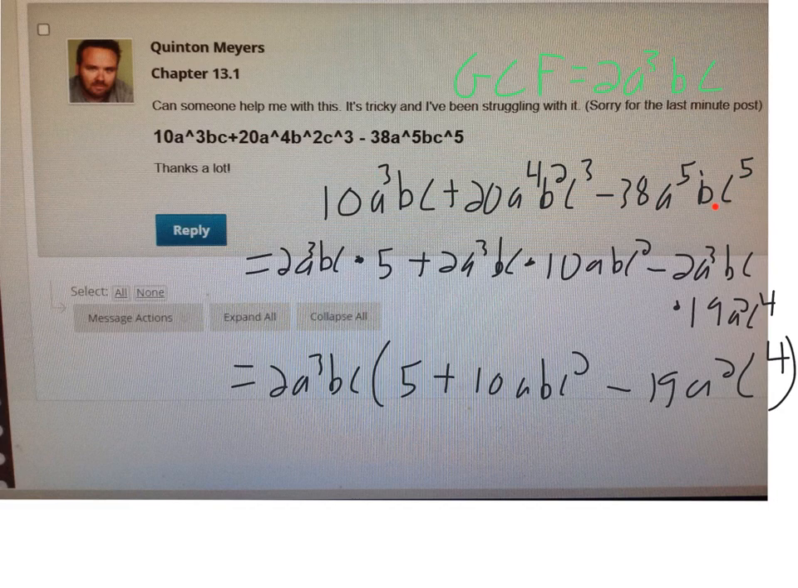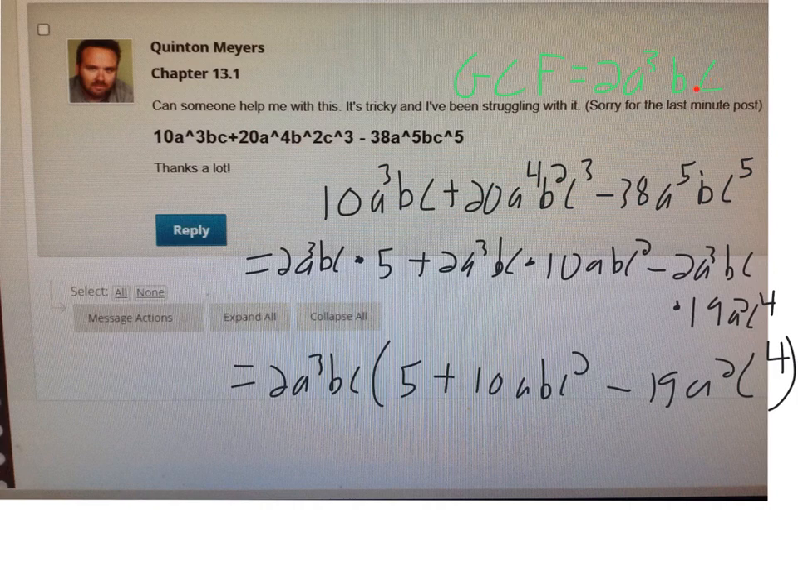What do they all have in common? So we look at the three numbers 10, 20, and 38, and the only thing that divides evenly with remainder 0 is 2. And how many a's do they have in common? Well, this one has 3, 4, and 5, and the smallest number, we have 3 a's in common. How many b's? 1, 2, and 1, so they all have at least one b. And c has 1, 3, and 5, so at least 1.